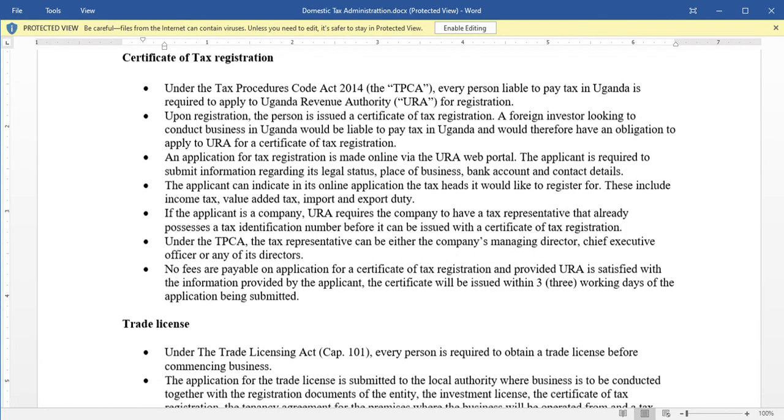Then if the applicant is a company, URA requires the company to have a tax representative that already possesses a tax identification number before it can be issued with a certificate of tax registration. So it has to have someone who already has a tax identification number in order for it to be issued with a certificate of tax registration.